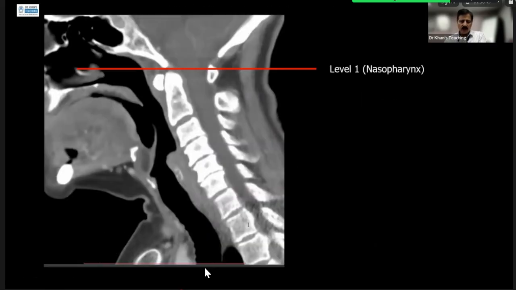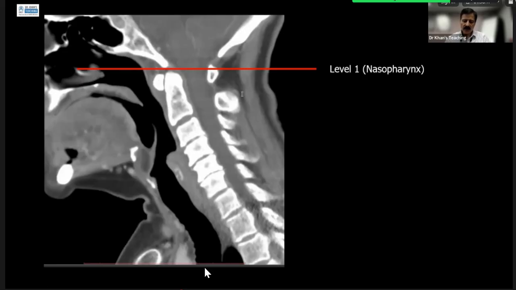Now, orient yourself, basically orient yourself at levels. So we are going through the pharynx now. This is what I call level 1, or the nasopharynx level. So if you see here, the slice is going through it. The hard palate, or the soft palate, is not included here, right?